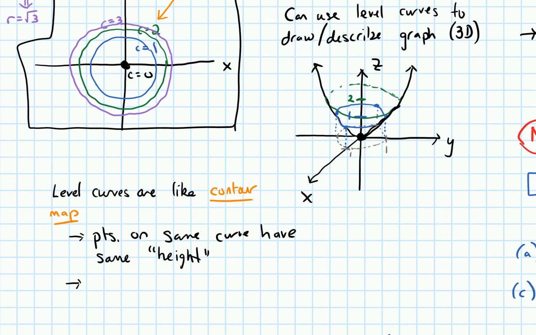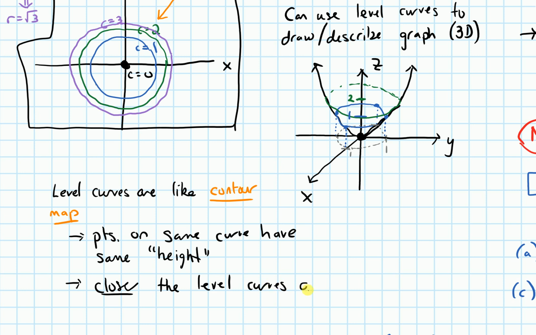All right, so we've mentioned that level curves are like a contour map and that the points on the same curve have the same height. Moreover, the closer the level curves are, the steeper the graph is.